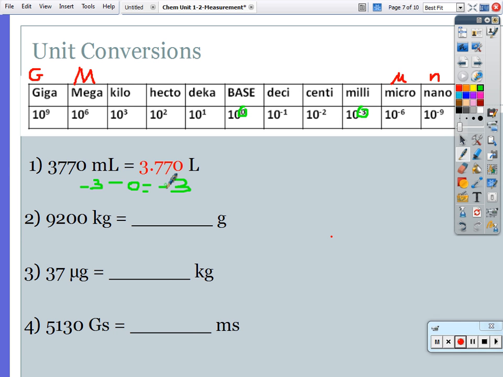Alright, so then why did I do all this? Well, the minus tells me I move the decimal to the left, the number gets smaller. And the 3 tells me how many places. 1, 2, 3.